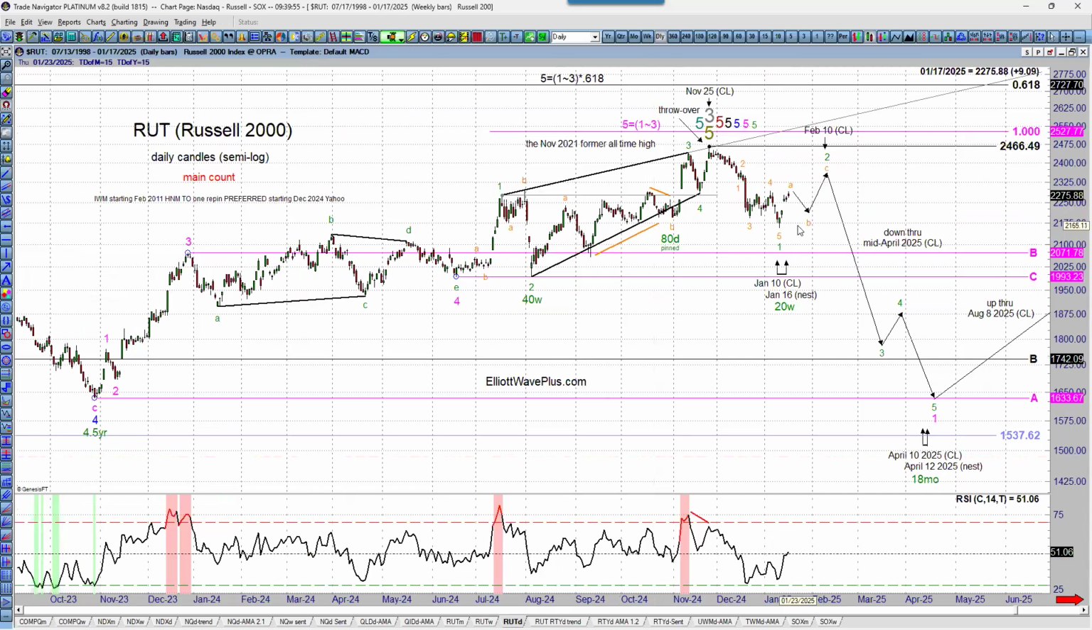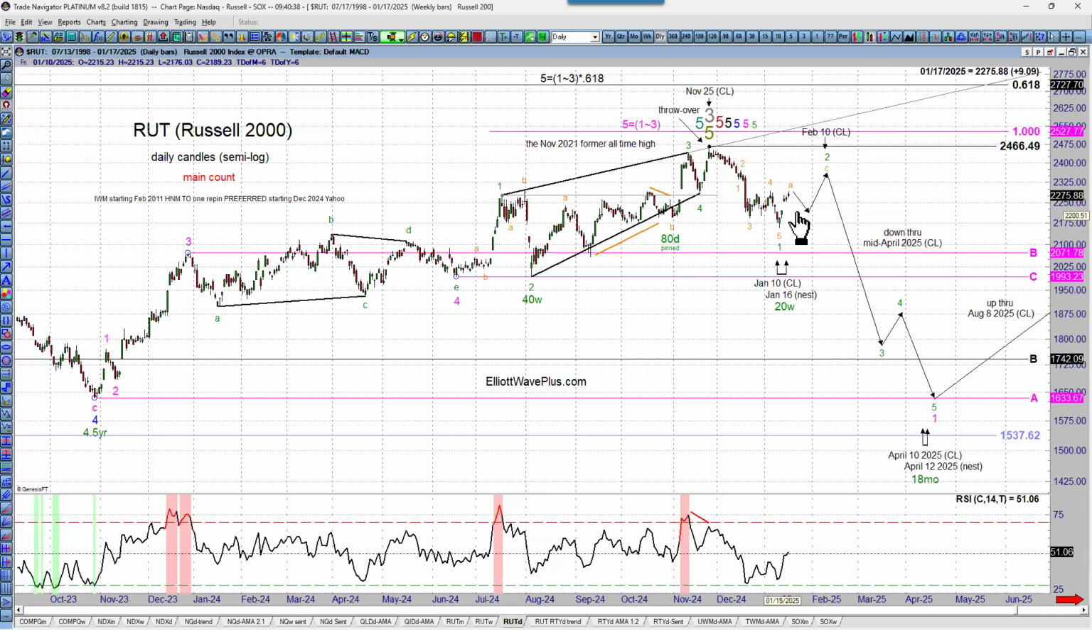Also, the move down on the Russell kind of looked a little bit like the move down in the Dow Jones Industrial Average that we saw. But the same thing here. So when the 40-week cycle trough was at the early August low, and the 80-day cycle trough was at the pre-election low, a day or two before the election, then a 20-week cycle trough was due in mid-January, and that very likely was it there on October 13.